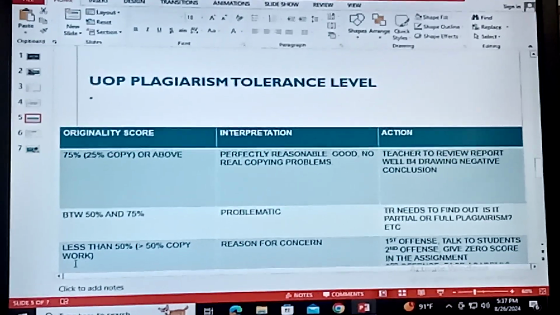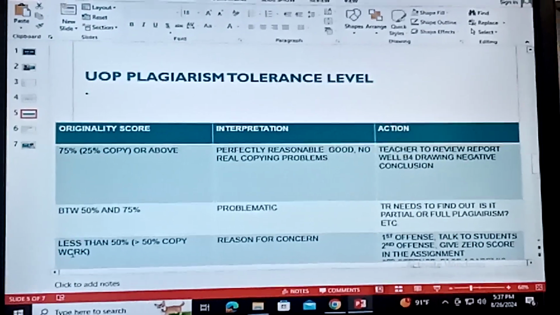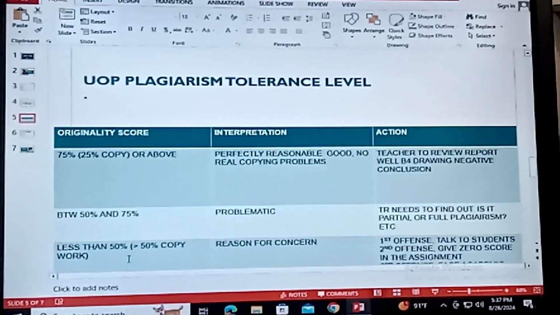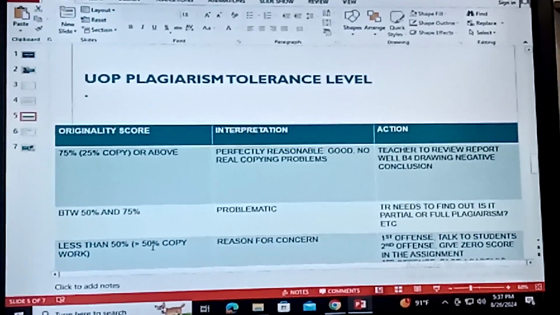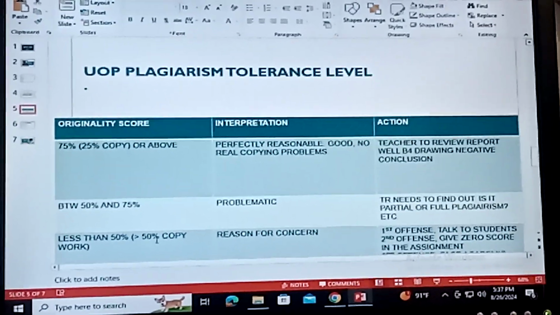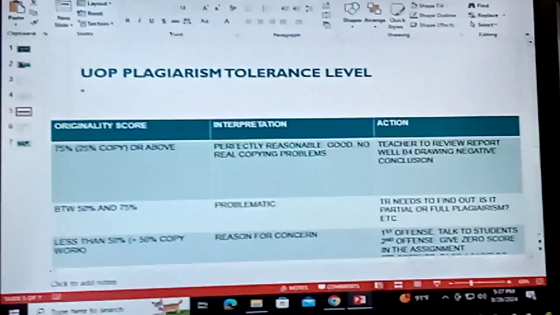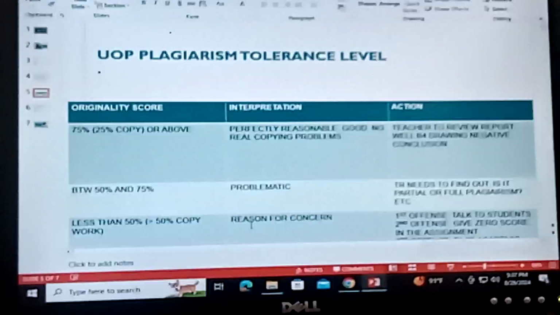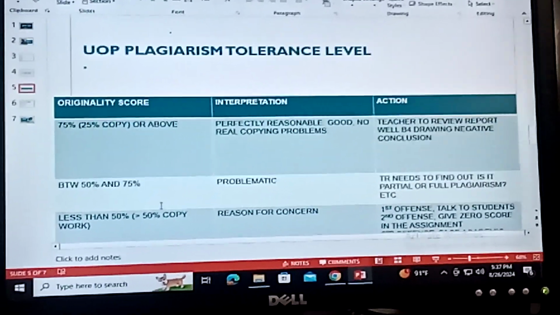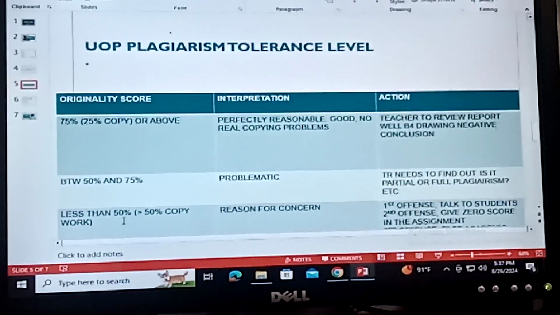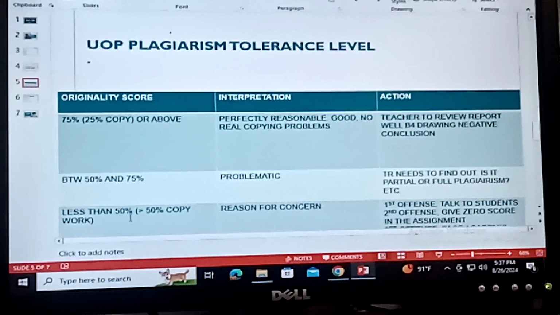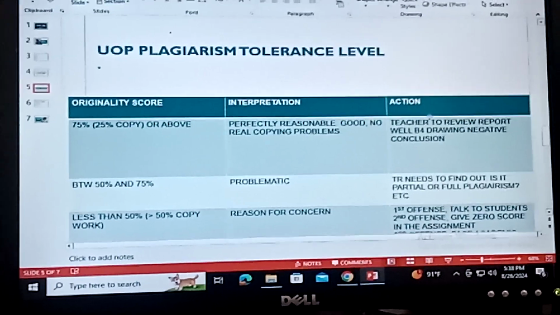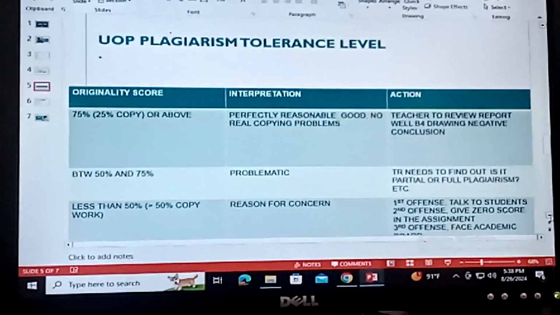The third one is if the originality score is less than 50, or in other words, more than 50% of the work is copy work, then the interpretation is that there is a reason for concern. There is a red flag here. If the originality score is less than 50 or the copy work is greater than 50, there is a reason for concern here. And then what will be the action on the part of the teacher?